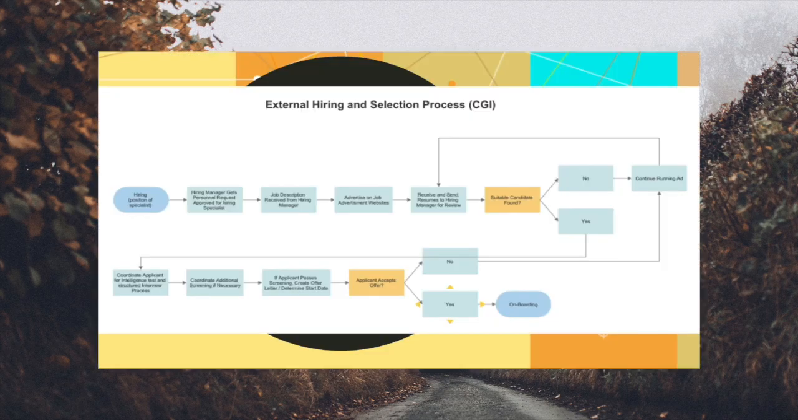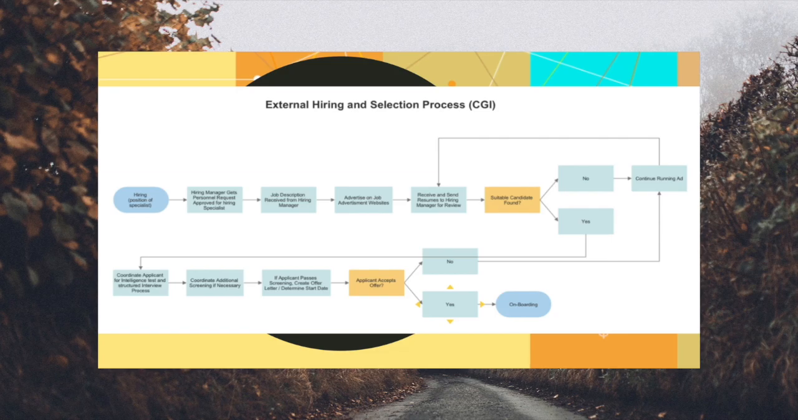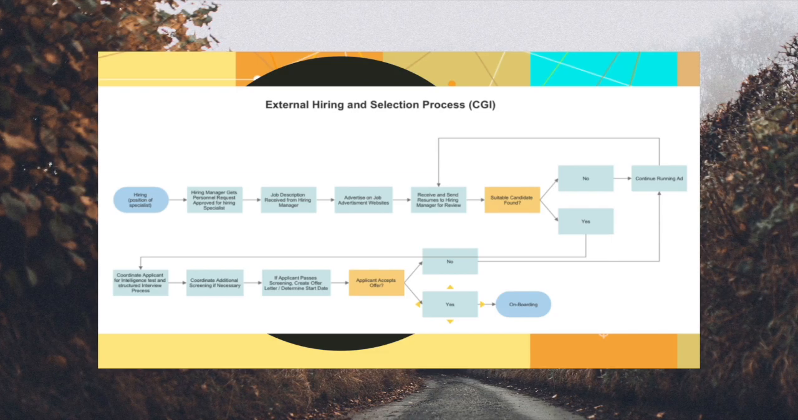This flowchart discusses how the recruitment process would take place in CGI by advertising and effectively selecting the employee for the specialist position.